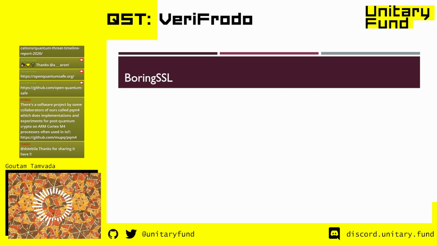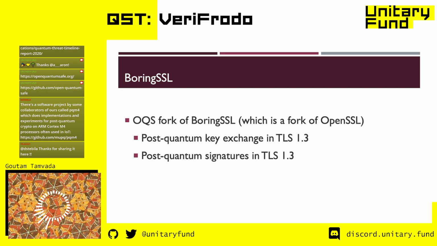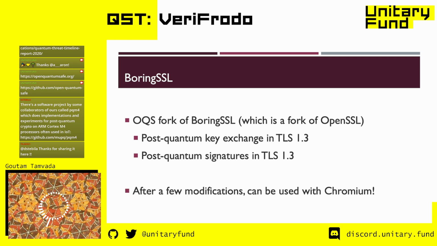We were also able to add post-quantum key exchange and digital signatures to BoringSSL, which is another open source implementation of the TLS protocol, and actually is a fork of OpenSSL. So yeah, we have a fork that we call OQS BoringSSL. And through this fork, we were able to demonstrate the use of post-quantum cryptography in Google's Chromium web browser, which is the open source counterpart to the Chrome web browser.